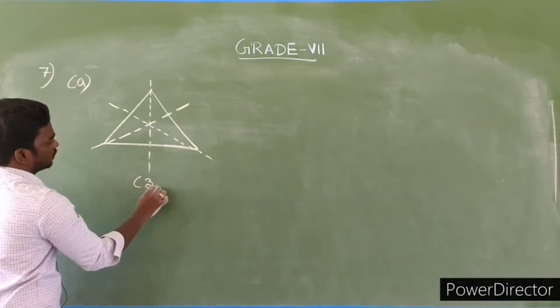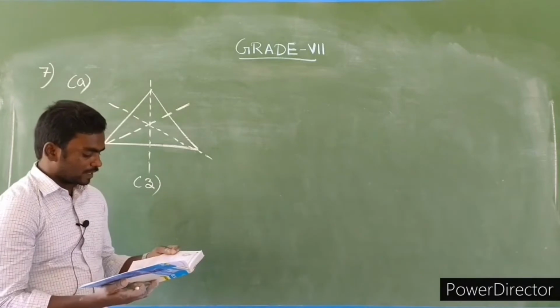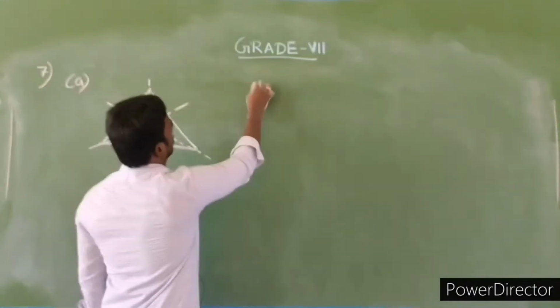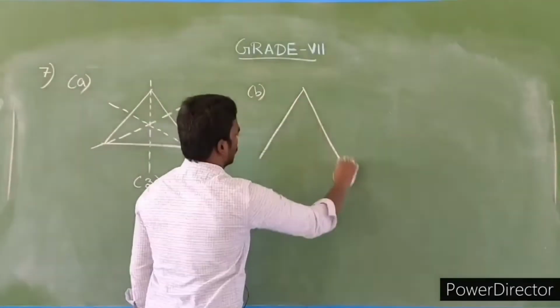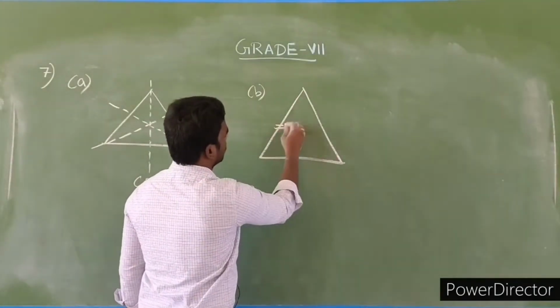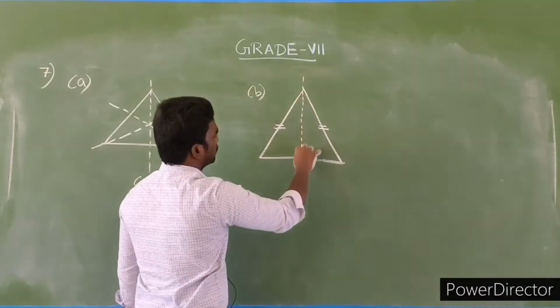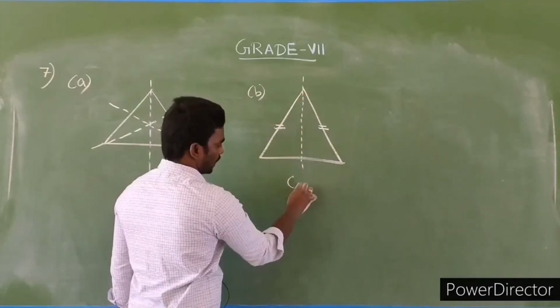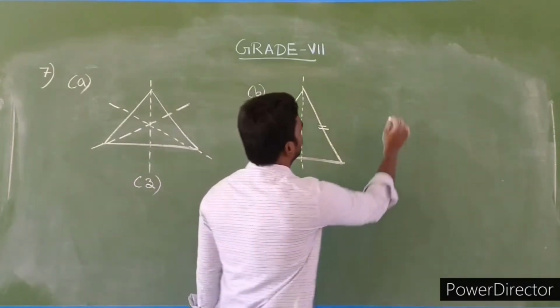The number of lines of symmetry is 3. Next, what is an isosceles triangle? An isosceles triangle means only two sides are equal. Only these two sides are equal. So how many lines of symmetry does an isosceles triangle have? Only one line of symmetry. So it becomes two identical shapes.